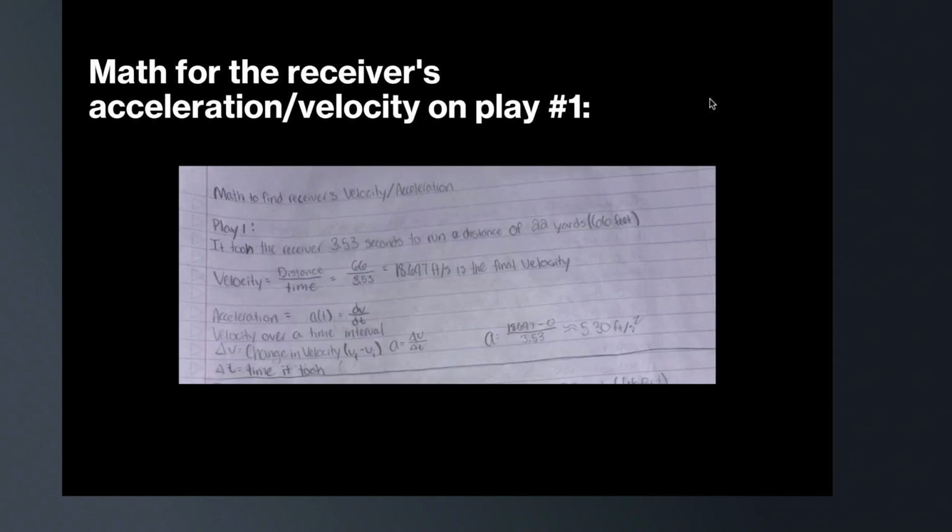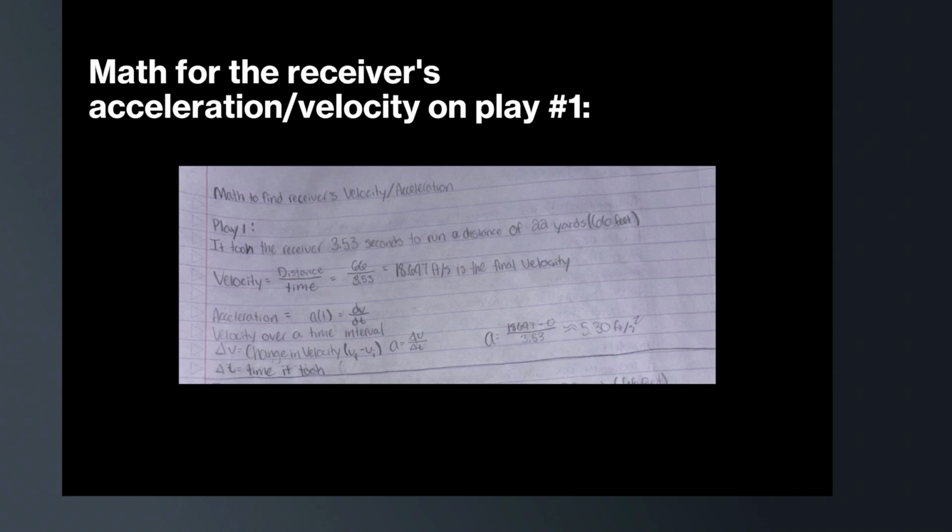Right here is the math I did for the acceleration and the velocity of the receiver. It took him about 3.53 seconds to run a distance of 22 yards, and I decided to do this in feet, so I said 66 feet. And although it's not the ideal derivative, it is still showing a change of speed, or a change in distance over time.